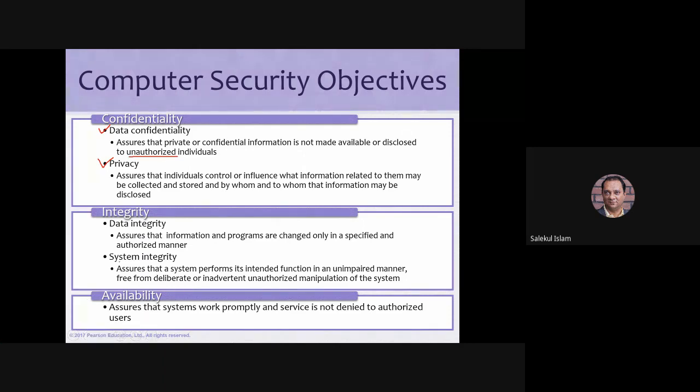So what is privacy? It assures that individuals control or influence. So who is that individual? Definitely the owner of the data. So individual control or influence.